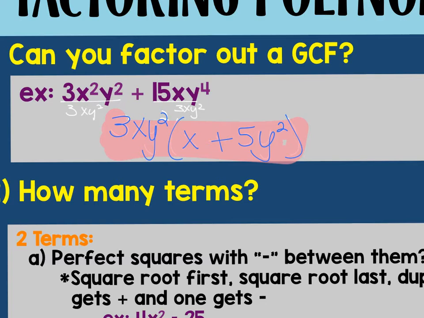So if I were to distribute this back in, I should get my original. 3x times x is 3x squared y squared, plus 3 times 5 is 15 x y squared, and y squared times y squared would be y to the 4th. So every factoring question can be checked. Questions on factoring out the greatest common factor?